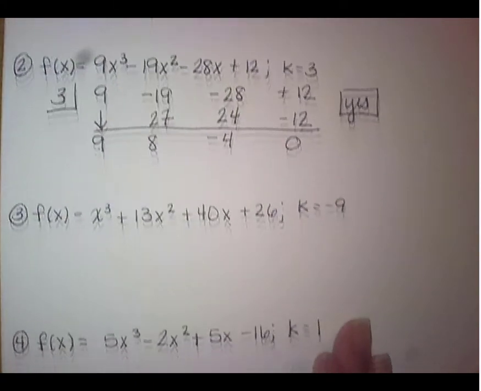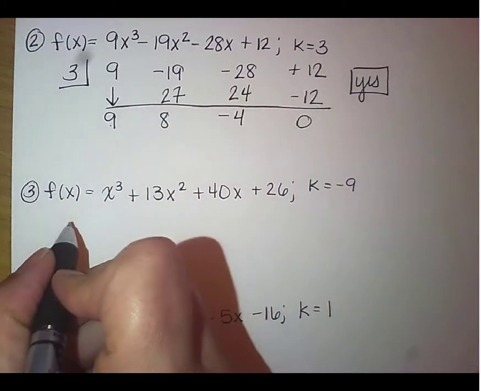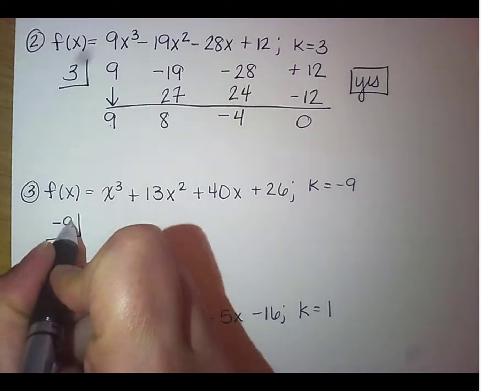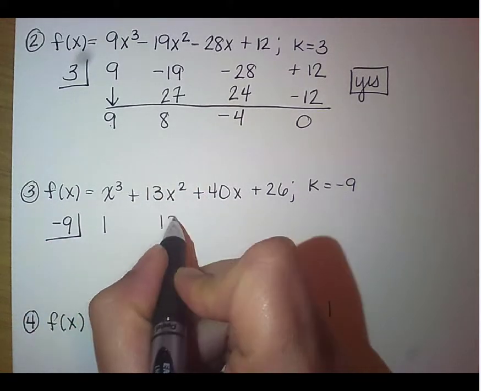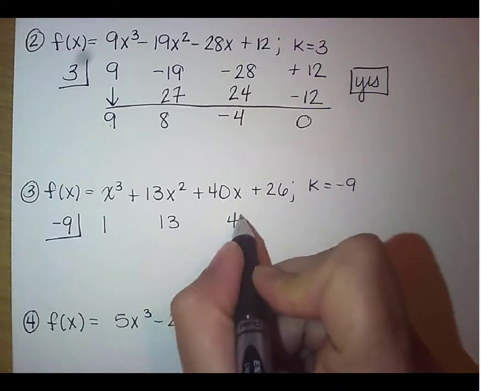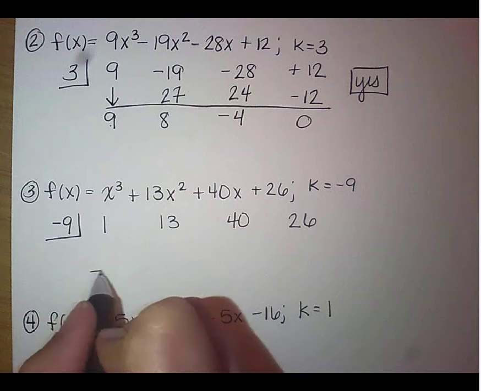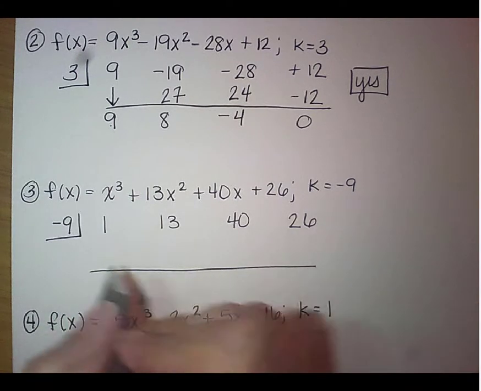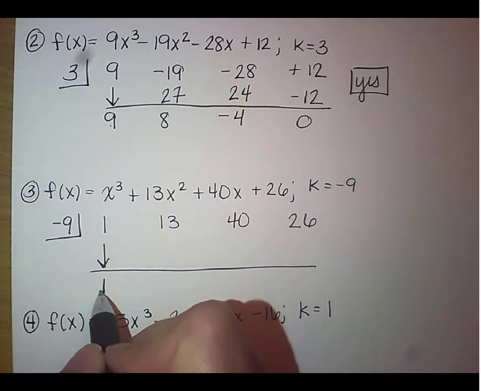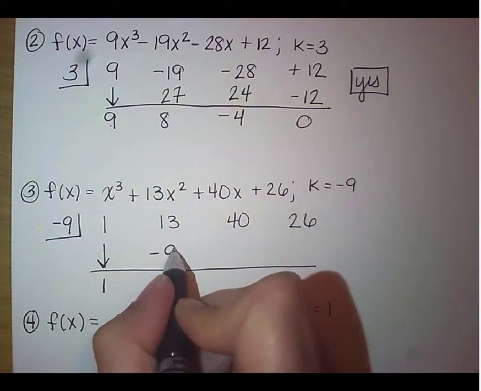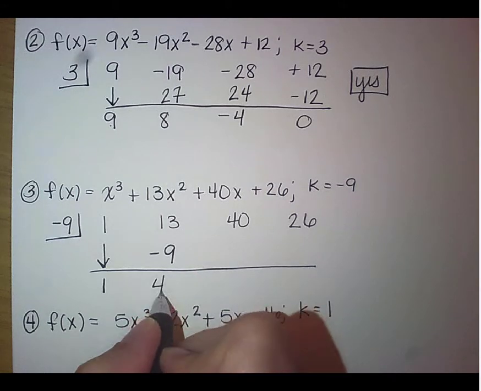Okay, so let's keep going. We've got 2 more examples here. We've got one where our k is negative 9. So in our box, we put our k, negative 9. Then we've got 1, 13, 40, and 26 across the top. Again, give yourself a little bit of room. Drop the 1 down. So negative 9 times 1 is negative 9. 13 minus 9 is 4.